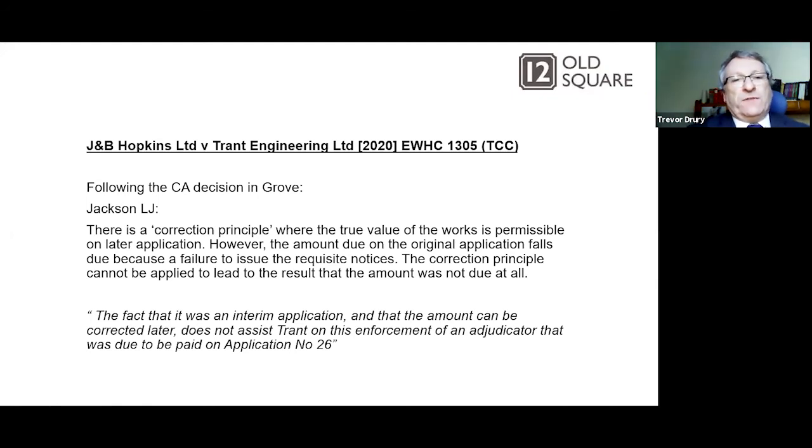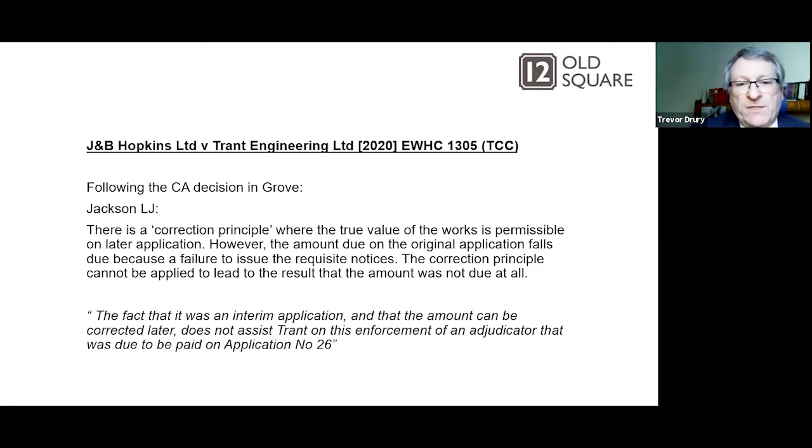So following the Court of Appeal decision in Grove, Lord Justice Jackson said that there is a correction principle where the true value of the works is permissible on a later application. However, the amount due on the original application falls due because of a failure to issue the requisite notices. The correction principle cannot be applied to lead to the result that the amount was not due at all. So the fact that it was an interim application and that the amount can be corrected later does not assist Trent on this enforcement of the adjudication that was due to be paid on application 26.